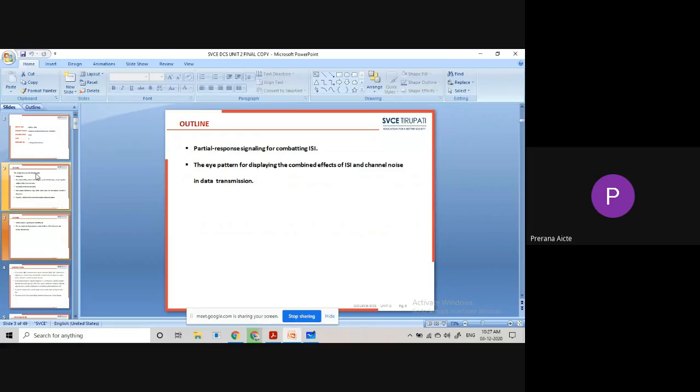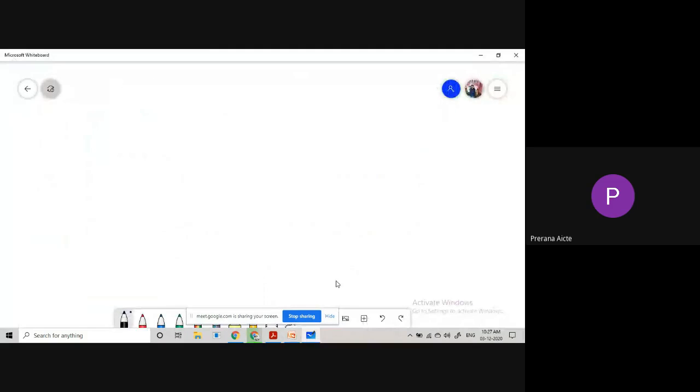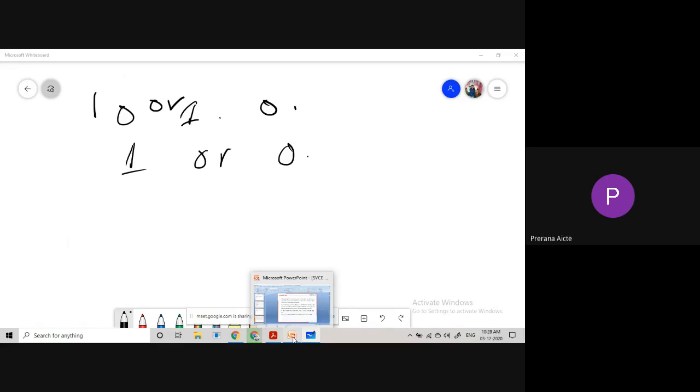Actually, in digital communication, what is the data we are going to transmit? We are going to transmit either 1 or 0, right? When we transmit 0 instead of 1, that is an error. Similarly, when we transmit 1 instead of 0, that also causes an error. So what do you mean by matched filter?